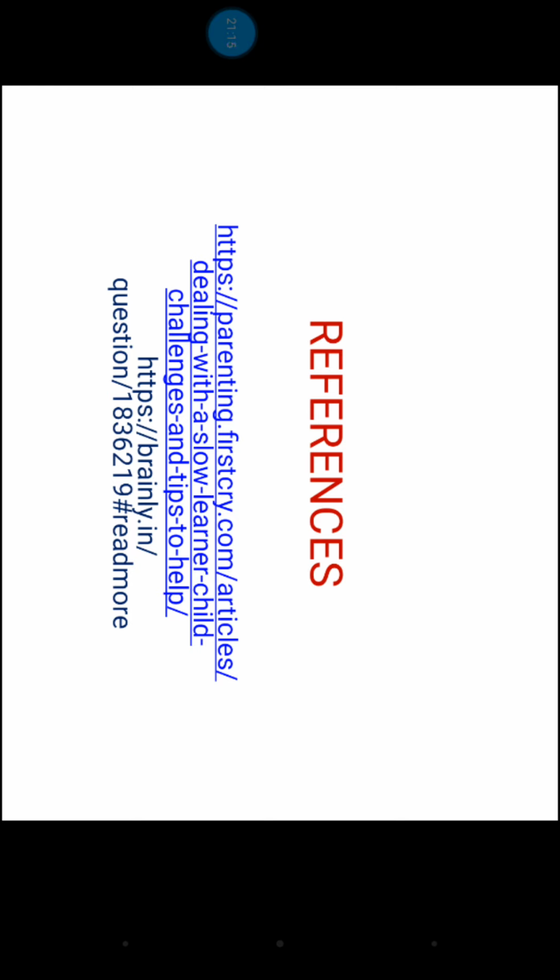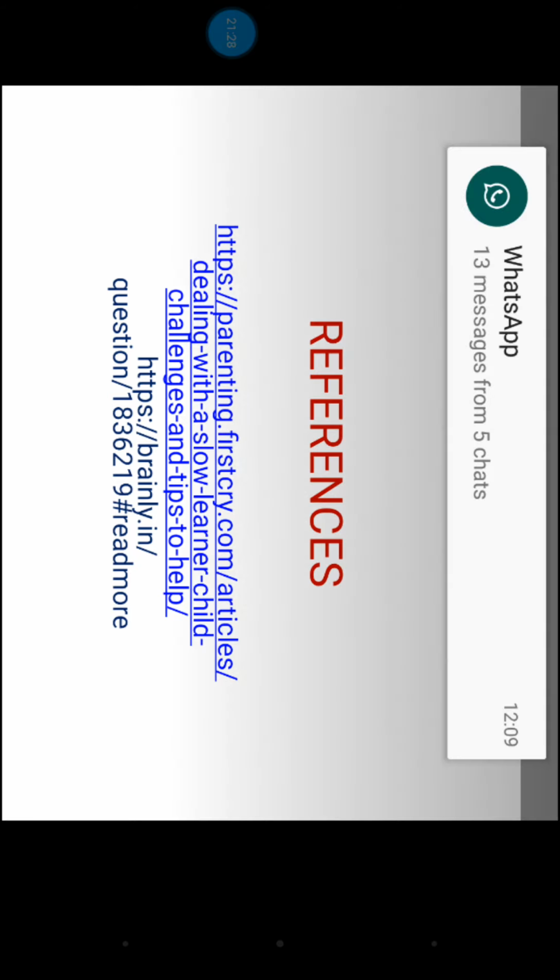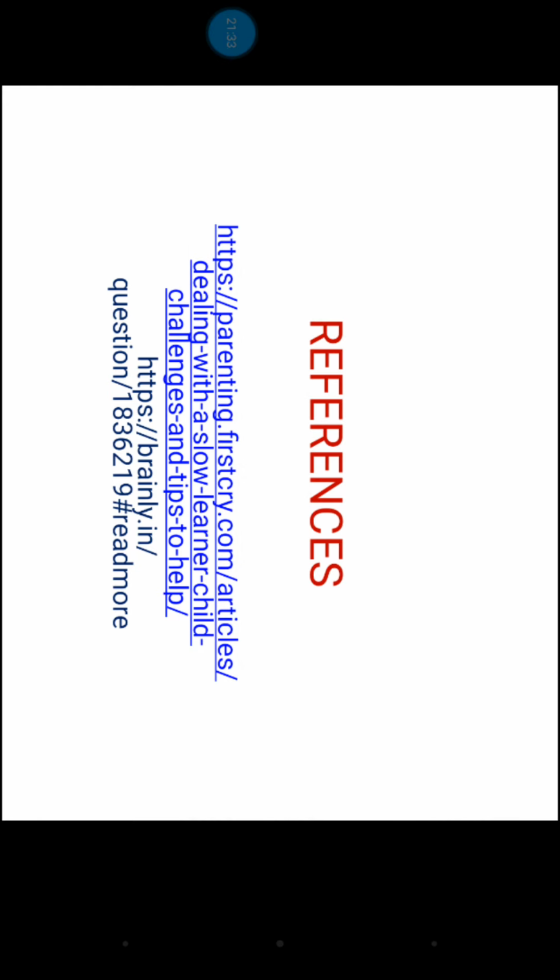Today we have discussed the definition of slow learners and the characteristics of slow learners and backward children. Actually, slow learners and backward children are the same children. They are slow in learning, they have learning disability, so that's why we call them backward or slow learners.